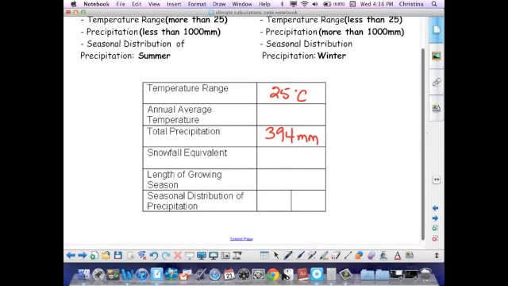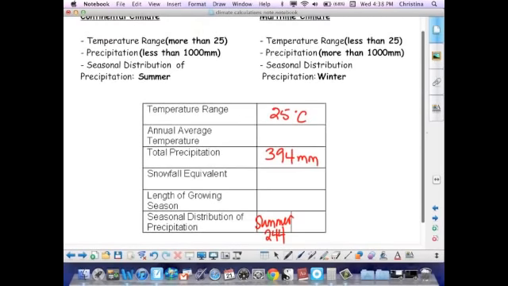And our seasonal distribution was in the summer, which was 244. So if we have two of the three that meet into one characteristic or the other, then that is going to make us be continental or maritime. So in this scenario, of the three, we have a total precipitation of less than 1,000 millimeters and a seasonal distribution of summer. So two of the three match.